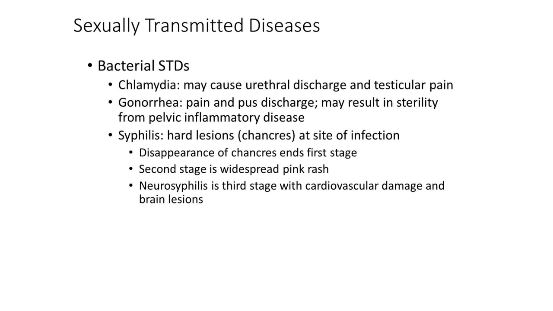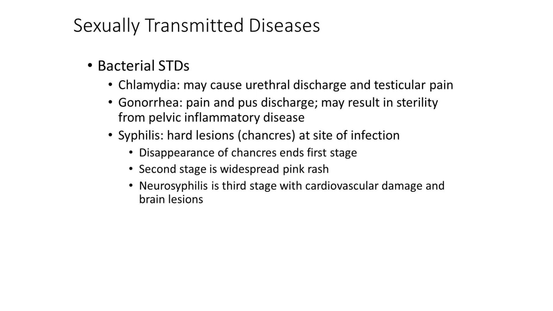There are different kinds of STDs. Some are bacterial, meaning that they might be able to be cleared up using an antibiotic. Chlamydia is a bacterial STD, and it can cause urethral discharge and testicular pain. Gonorrhea is another bacterial STD, and there can be pain, there can be a pus discharge, and it can result in sterility from pelvic inflammatory disease. So meaning if it is not treated and it becomes very severe, a person could become sterile from having gonorrhea.